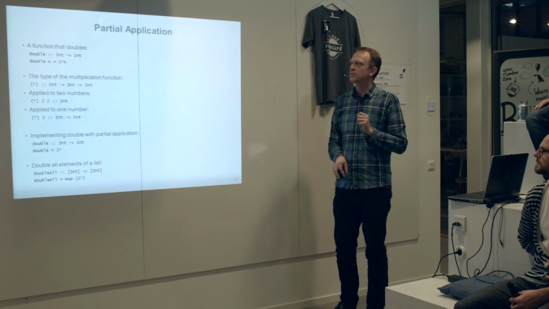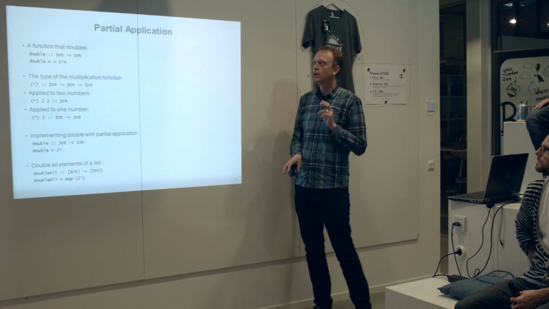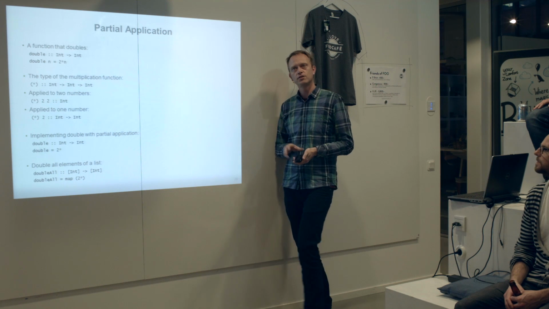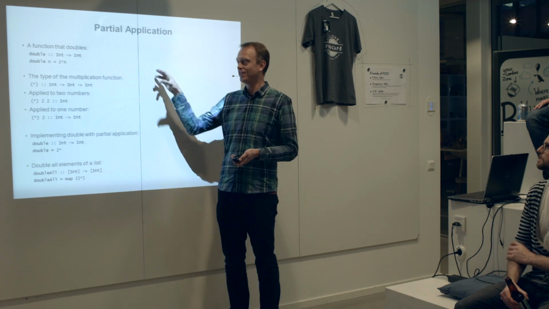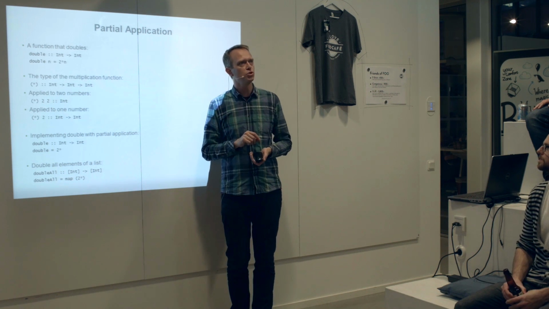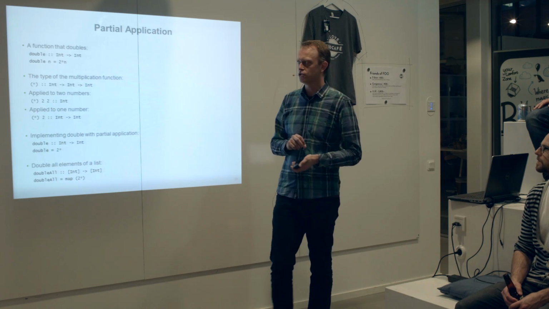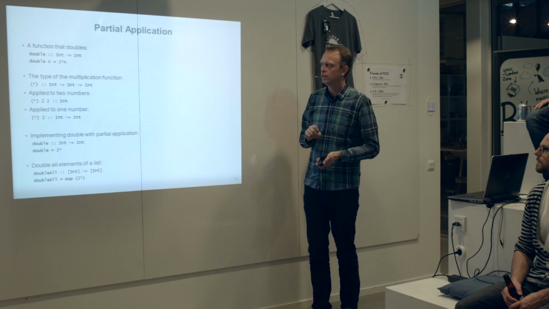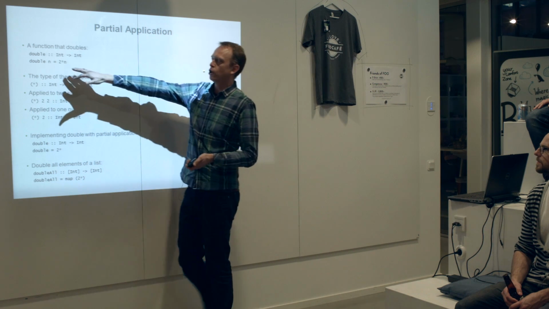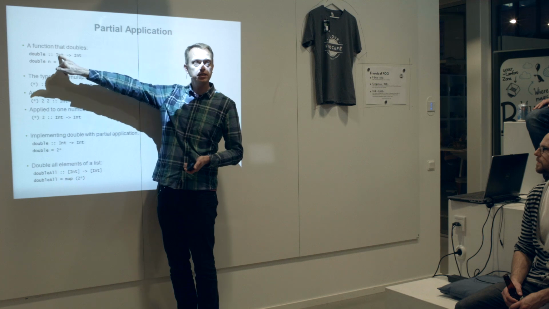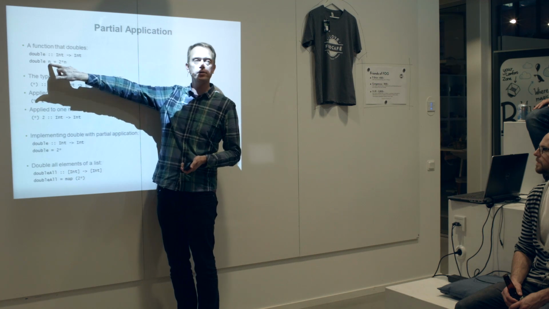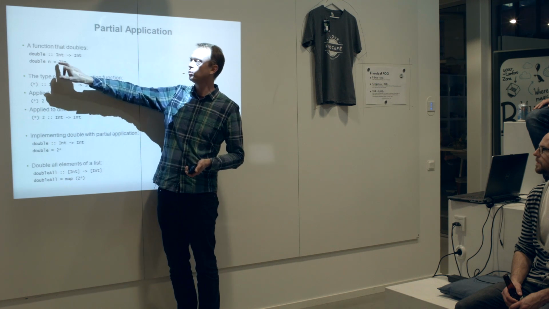So, two more concepts before the break. Partial application is a very nice concept in Haskell. This is probably the functionality that I miss most when I work with C#. It is very useful when you're working with higher order functions. So what is partial application? Well, imagine that I want to write a function like this. Double takes an int and returns an int. Very easy to write like this, right? double n = 2 times n.